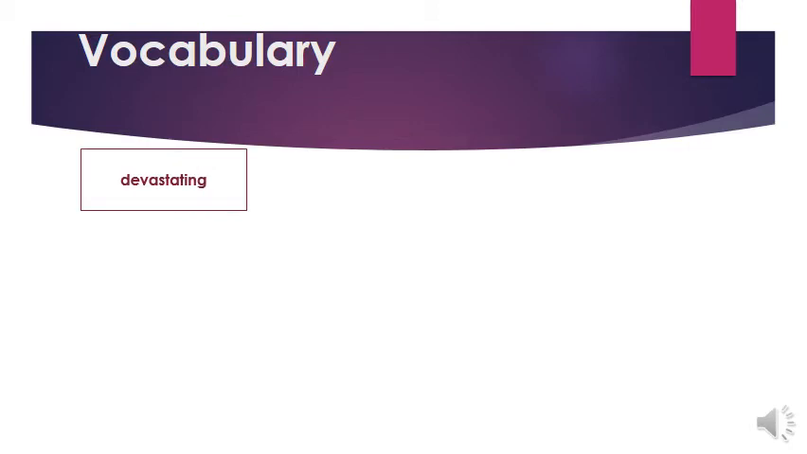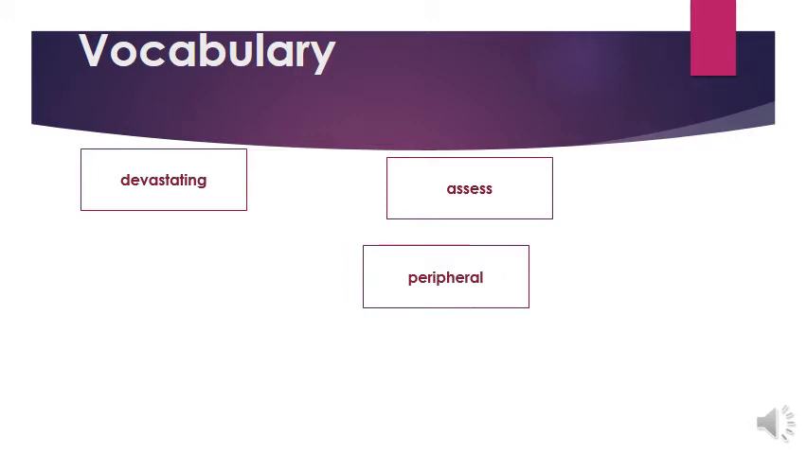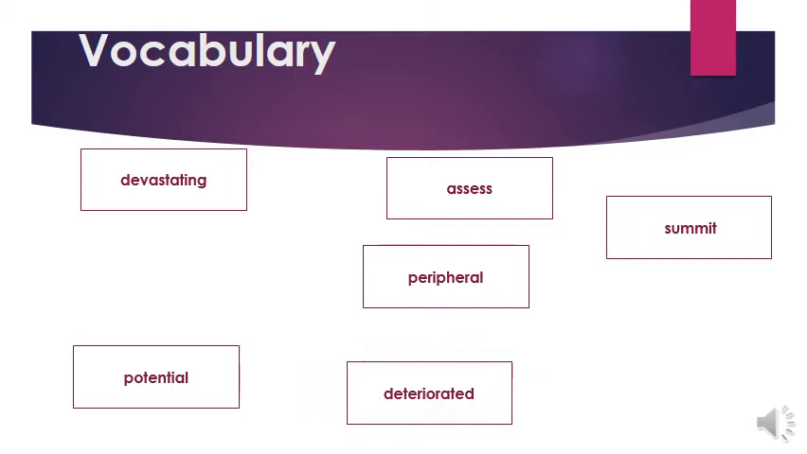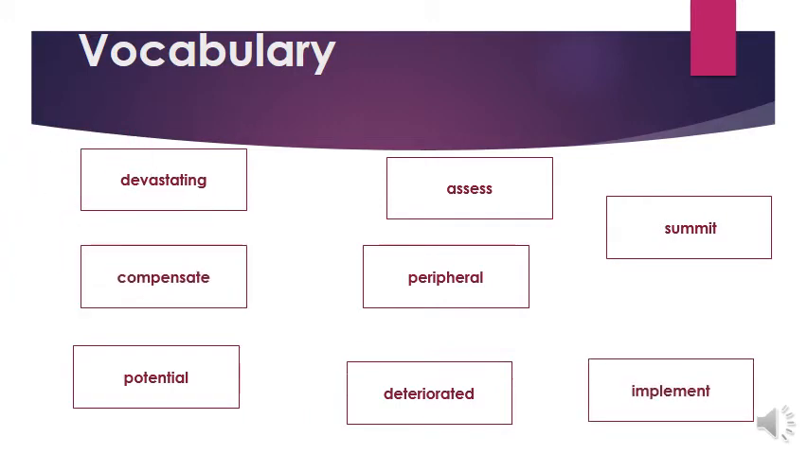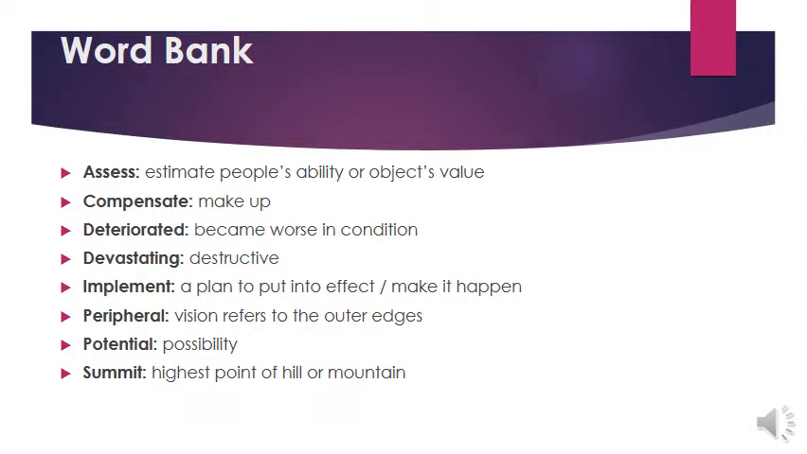So the vocabulary words in this lesson are devastating, assess, peripheral, potential, summit, deteriorated, implement, compensate. Let's read the meanings of the words in the word bank here. Assess is to estimate people's ability or an object's value. Compensate is to make up or replace. Deteriorated, became worse in condition. Devastating, destructive.